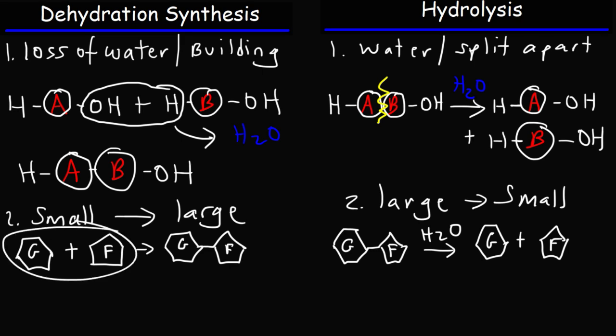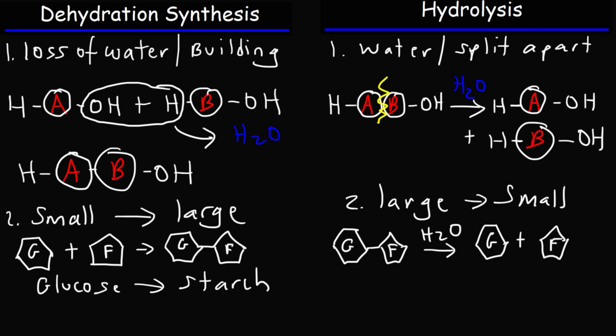So glucose and fructose are monomers. When dealing with carbohydrates, they're known as monosaccharides. And when you take many small monomers to make it into a polymer, that's going to be a dehydration synthesis reaction. Another example is converting glucose into starch. Starch is a polymer made up of many glucose monomers. So that is a dehydration synthesis reaction. Now, when you take starch, add water, and break it down to glucose, that will be hydrolysis.